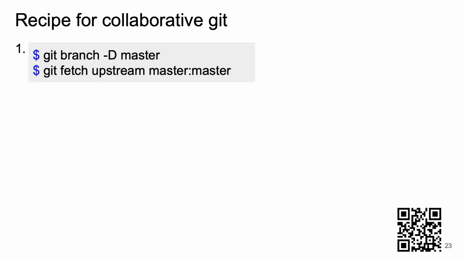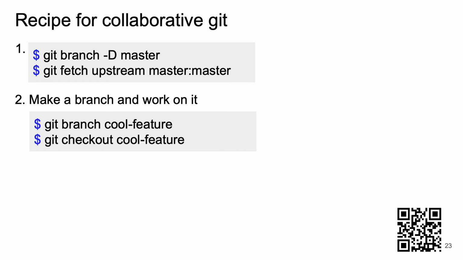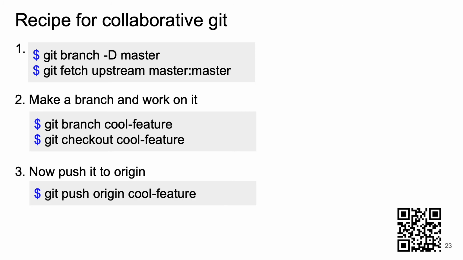So this is basically the recipe for collaborative Git. You get the latest master branch, you delete your current version, you get the latest master branch from upstream. You make a branch from this latest master branch called cool feature. And then you go to this cool feature branch, and you make your commits, and then you push it to origin. And once you push it to your fork, you make a pull request on GitHub. Okay?